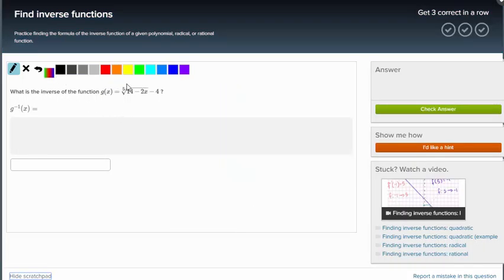Let's take a look at this one. So we're going to replace g of x with y. We're going to swap the x's with y's. This minus 4 is outside the fifth root, and now we're going to solve for y. I do a reverse order of operations, so I need to get rid of the 4 first. I do that by adding 4 to both sides.